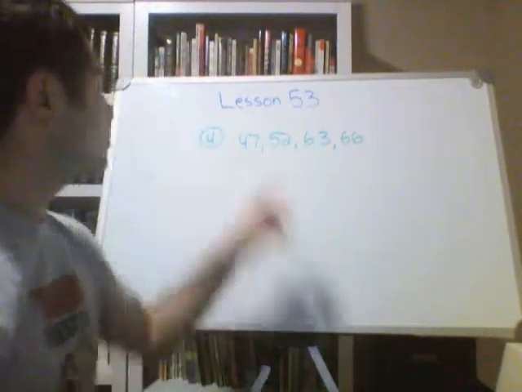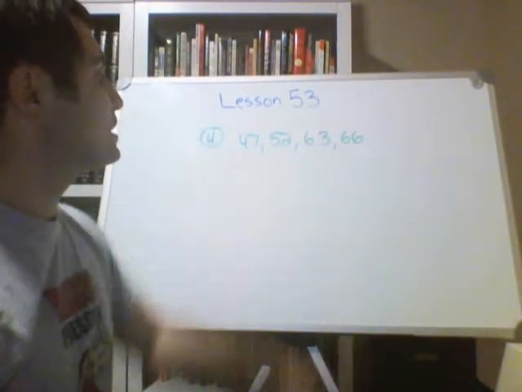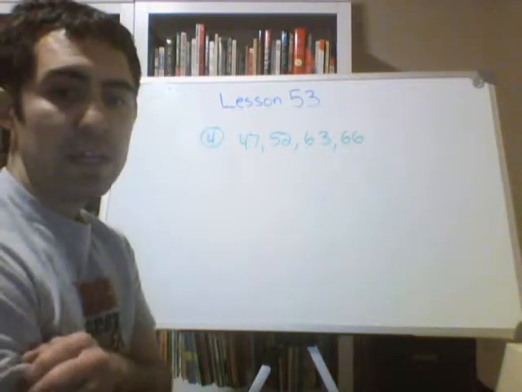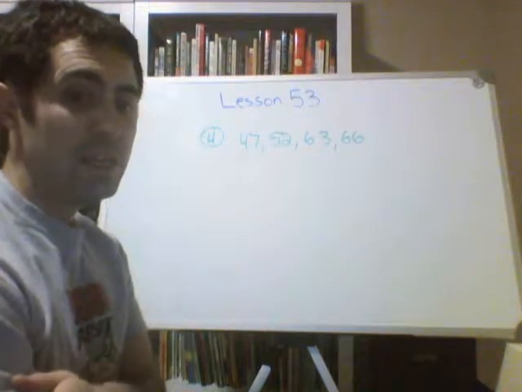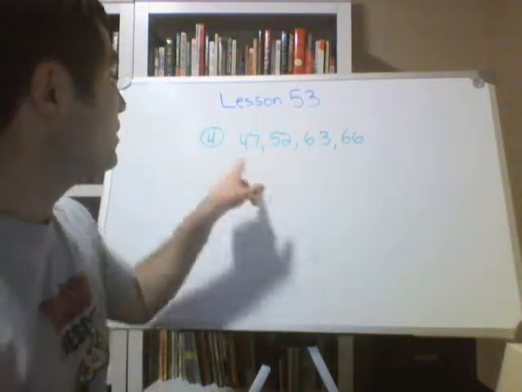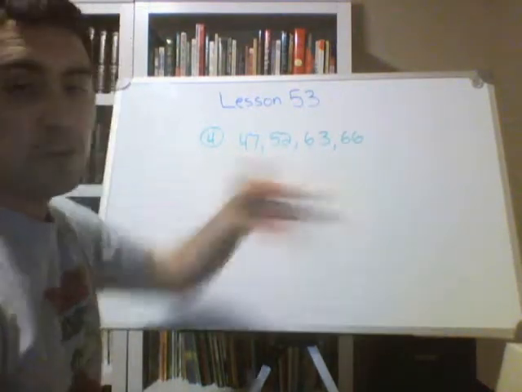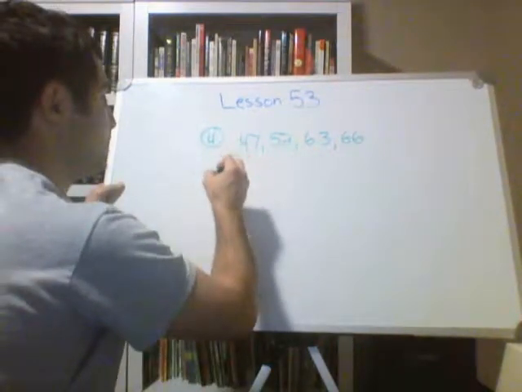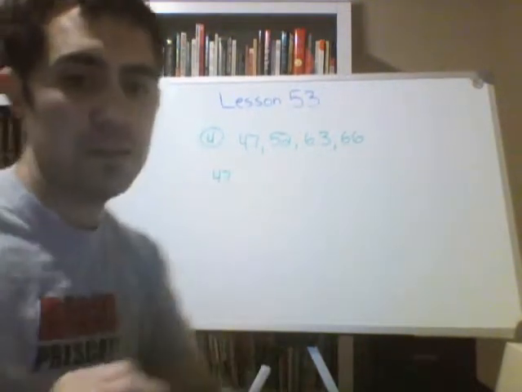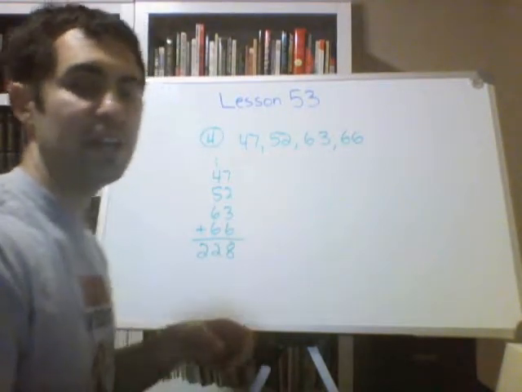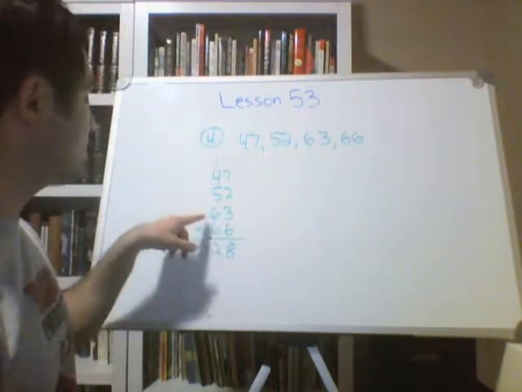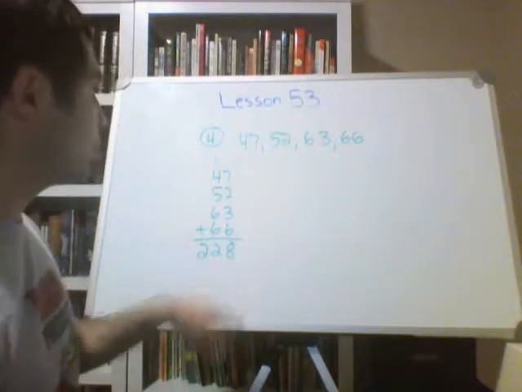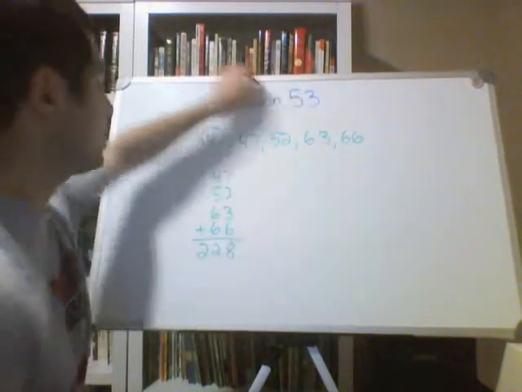Alright, basketball team scores 47, 52, 63, and 66 points. This next problem wants to know the mean and the range. Now, whenever you hear the word mean, that is the same thing as average. So we're going to add this up. 47, 52, 63, 66. Add it up, and you're going to have 228. So 228 points this team has scored in 4 games.